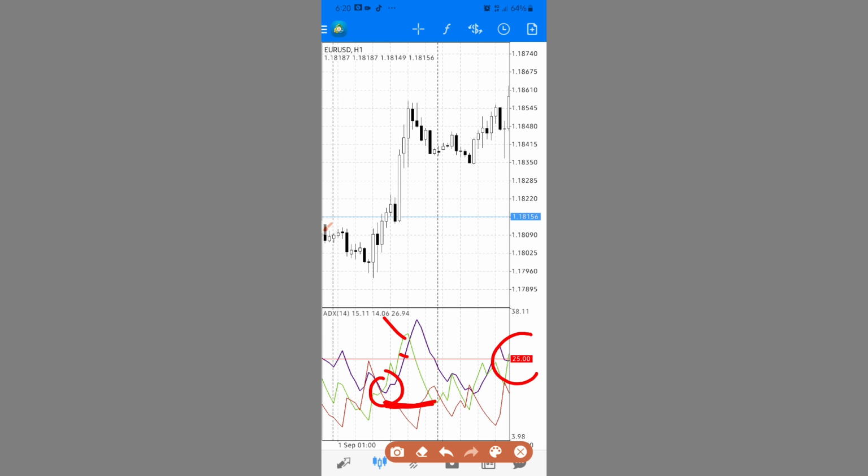So this is where we had the interaction. If you look closely, this is where the red and the green line intersected, and then the green line went ahead right after that. And this is where it indicates that we are in a strong trend because we've crossed over 25. So at this particular point right here, you would have gotten into a buy trade.